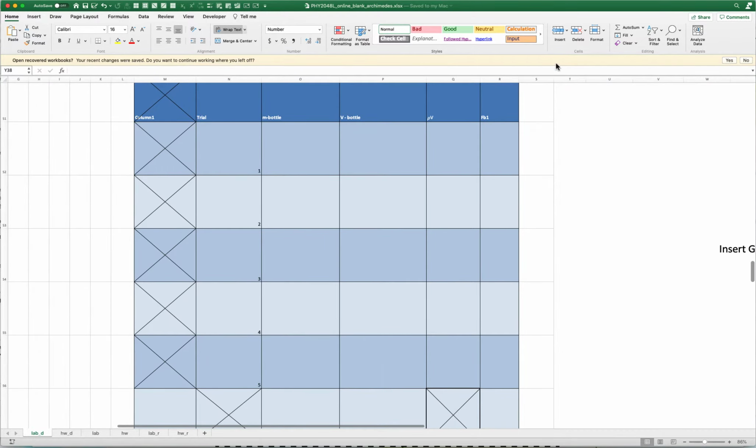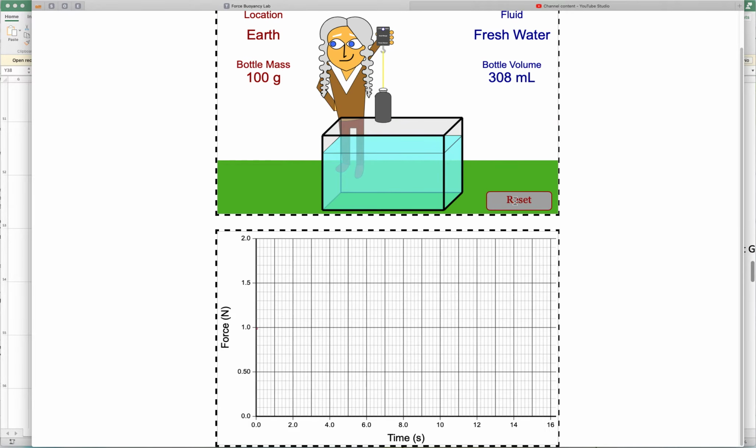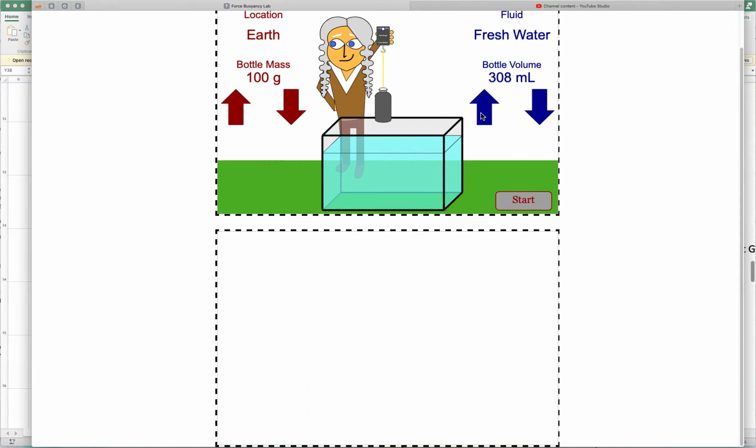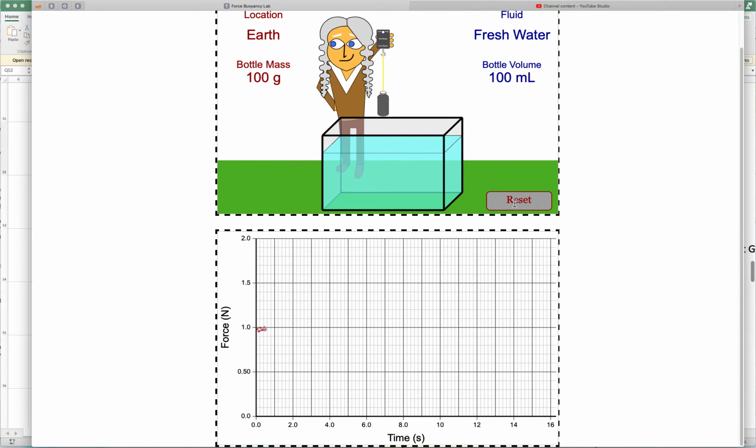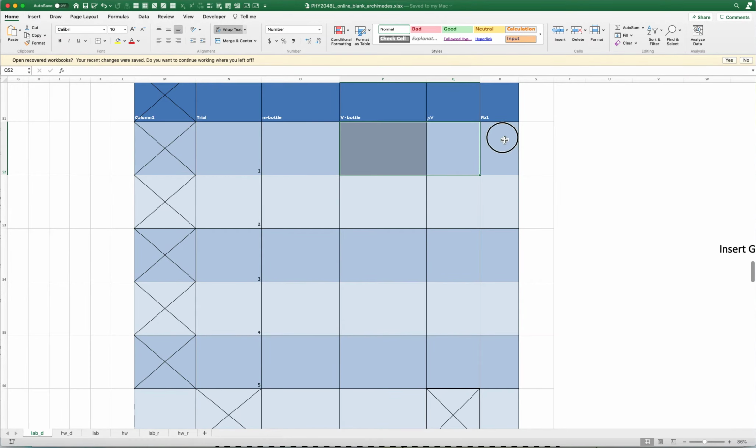So for part 3, you're going to again restart, or reset, the experiment, and begin with the initial 100 grams and 100 milliliters. And then for part 3, once you've gotten the initial mass and volume, you're going to calculate the product of the density of water and the volume of the bottle. And then you'll start the experiment. In this case, what you're going to record is FB1. So you'll record FB1, place it over here.